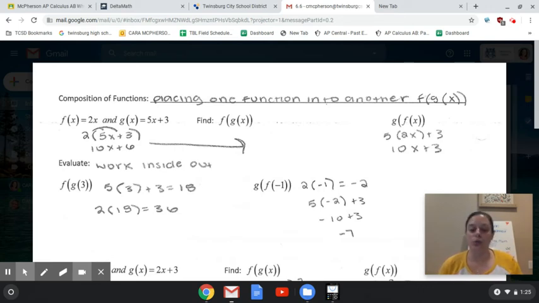So we went through and talked about what does it mean? What does it look like? And we did two different types of problems. We did problems where you were putting an entire function inside another function. So I had some examples of that.